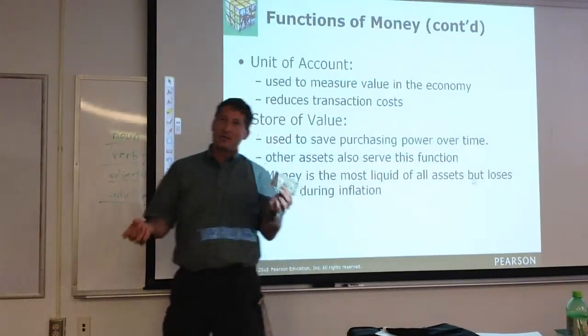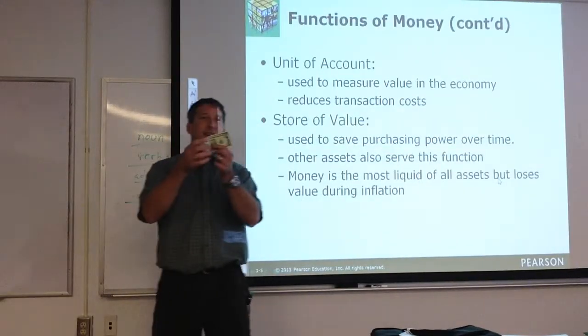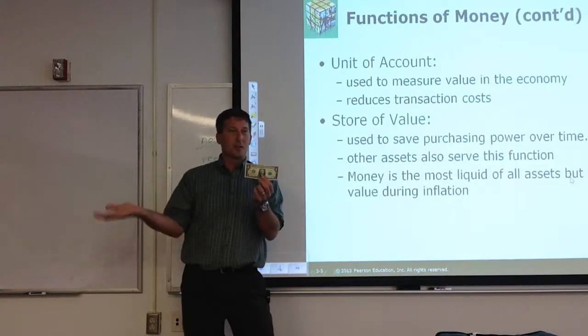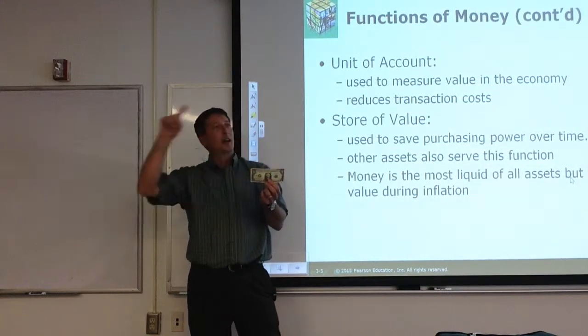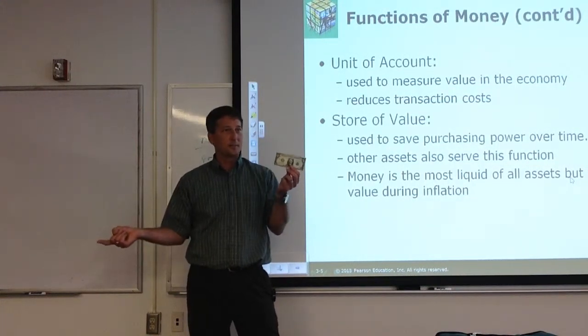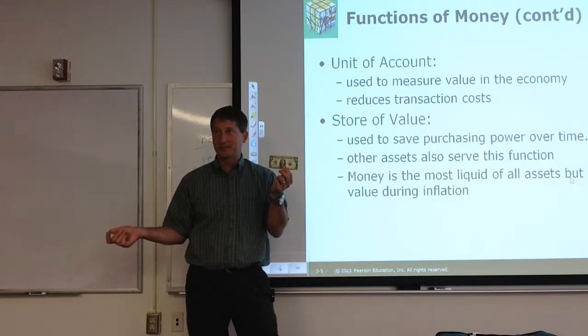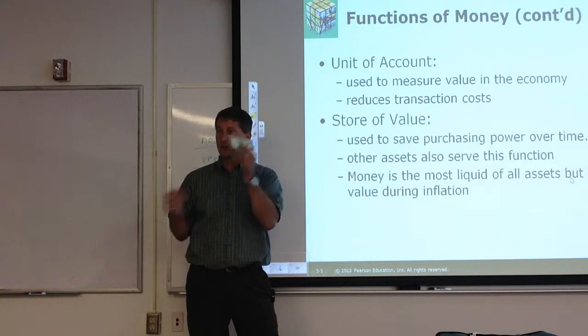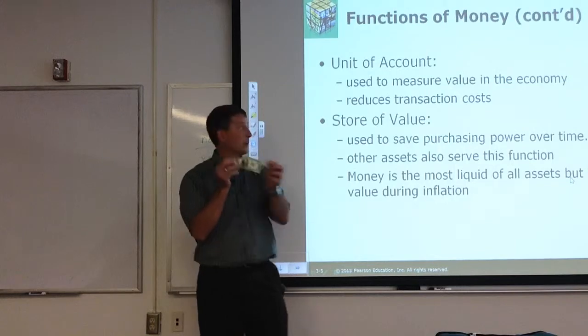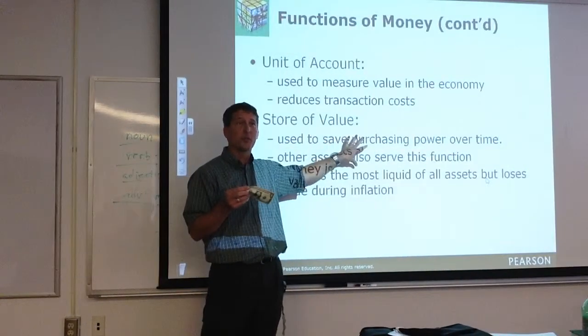30 days from now, I pull this $1 out of my wallet and run to the store to buy my apple, which was $1 30 days ago. How much does it cost now? $1.50. And so I've lost value. In other words, my money did not act as a good store of value.